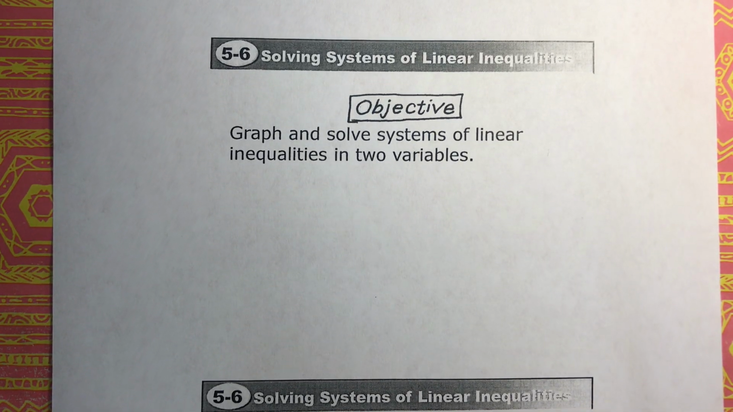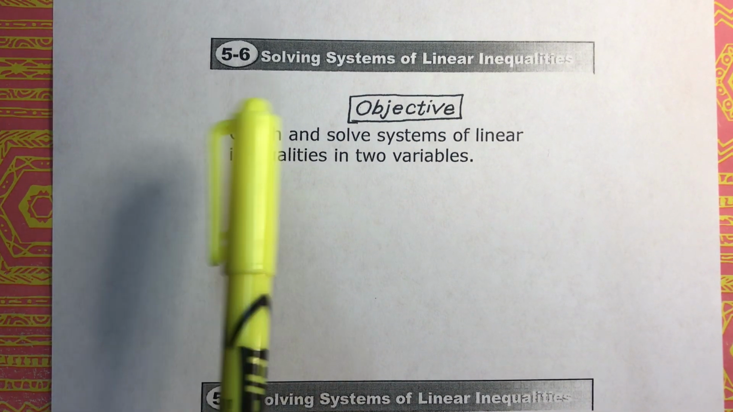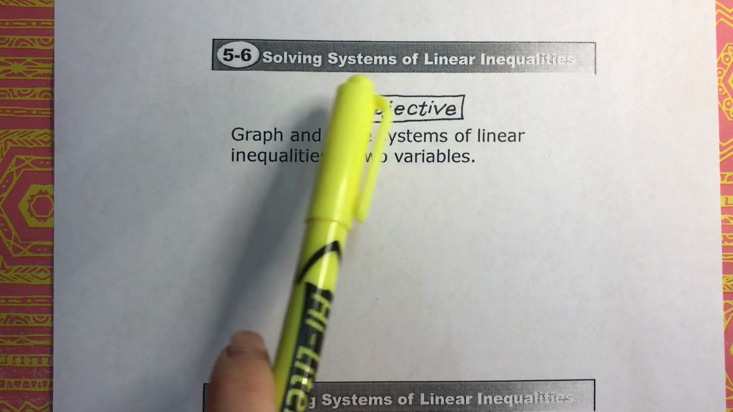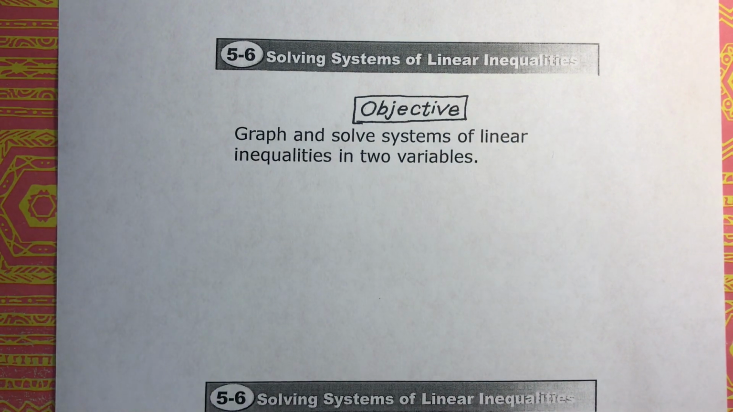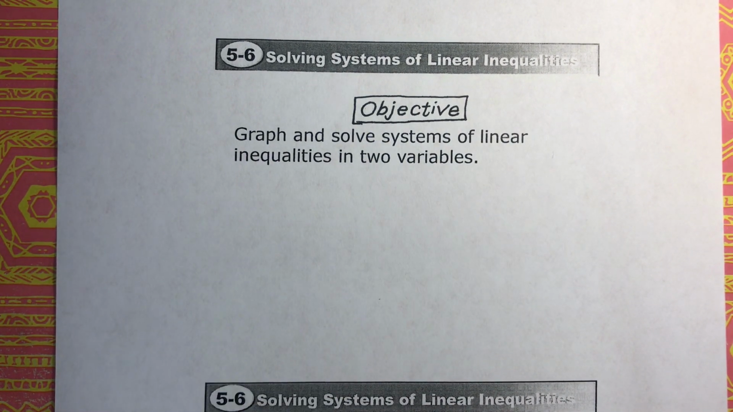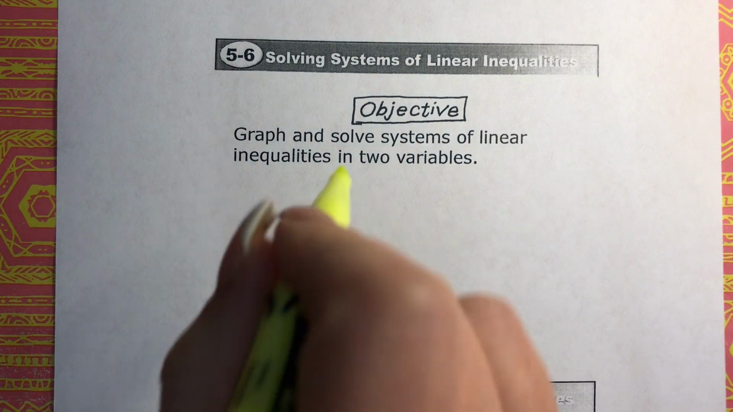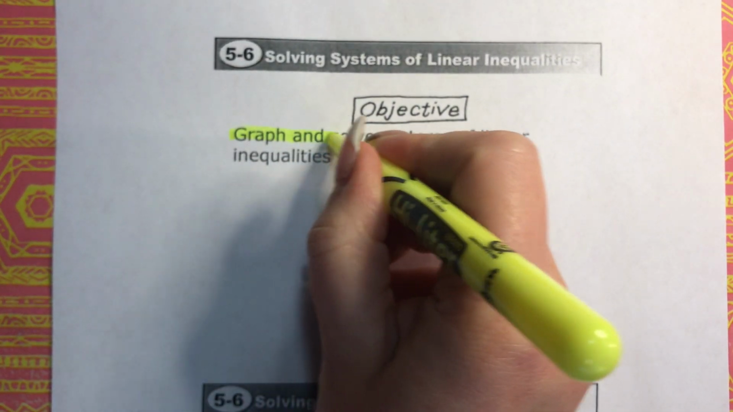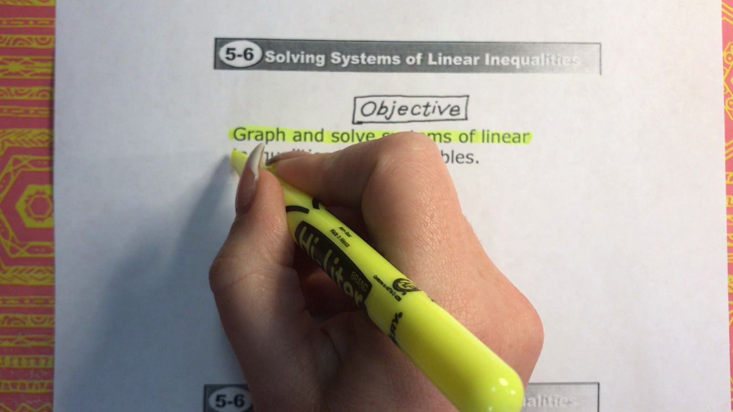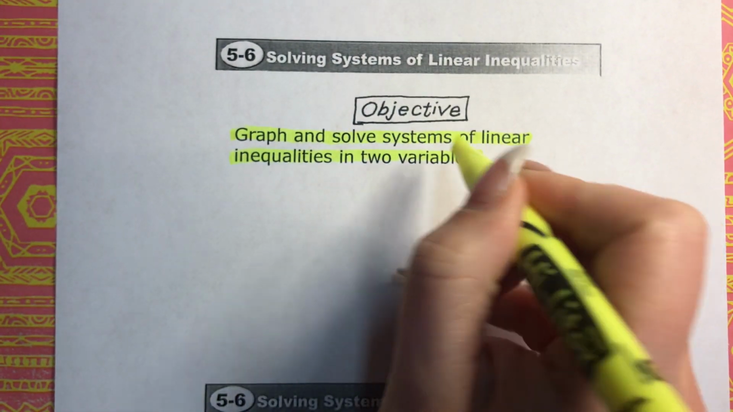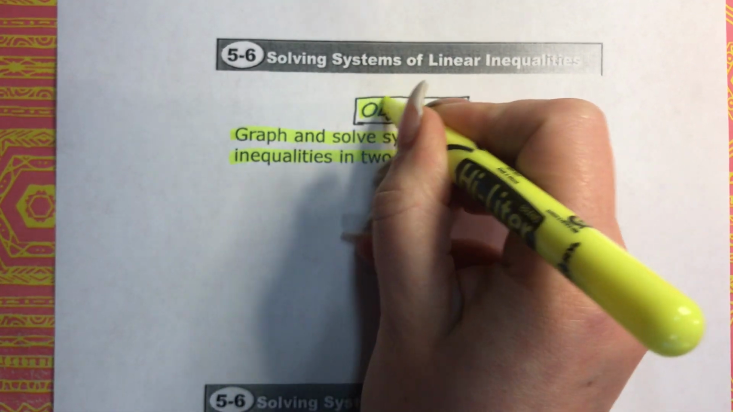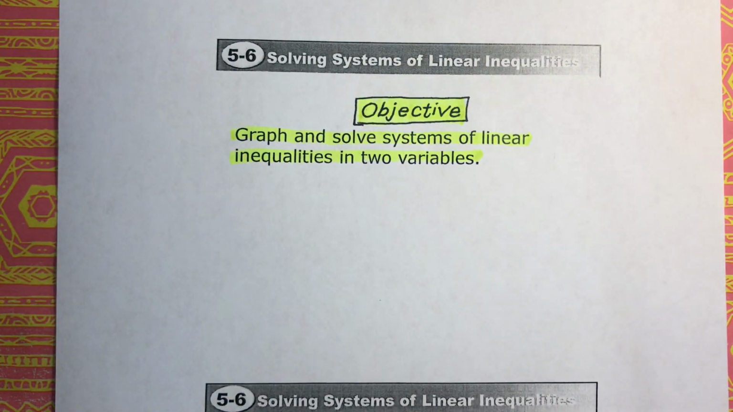All right, so today we are discussing Chapter 5, Lesson 6. We're going to be solving systems of linear inequalities. So the objective for today is to graph and solve systems of linear inequalities in two variables. All right, let's go ahead and get started.